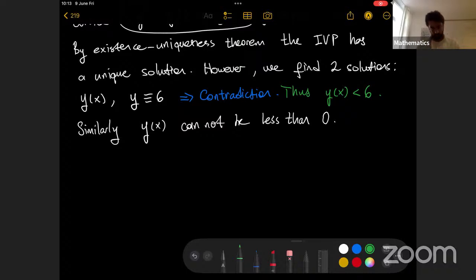Number 4. Use the Laplace transform to solve y double prime plus 4y prime plus 5y is equal to g of t.